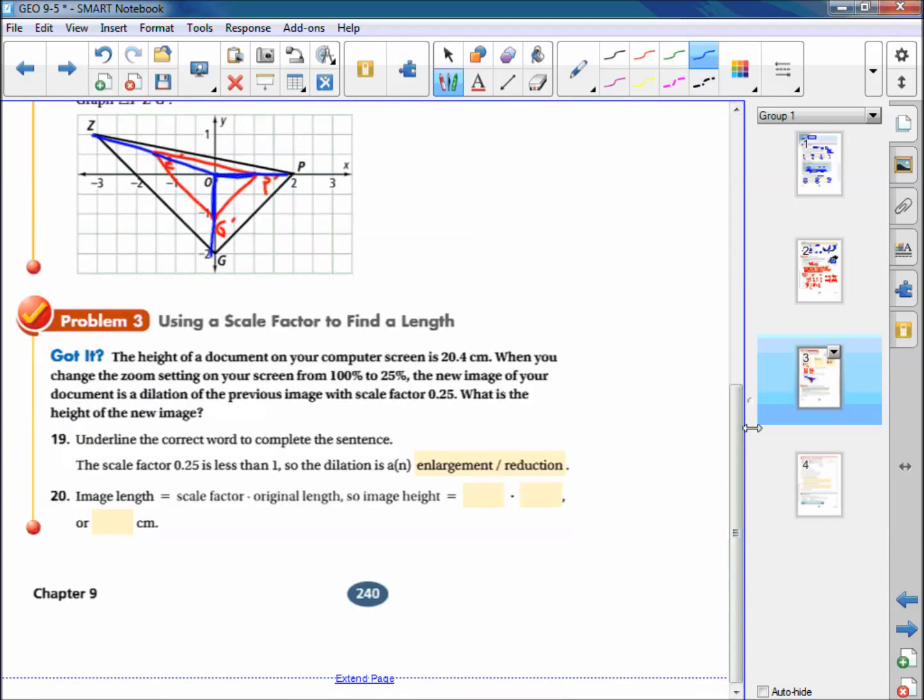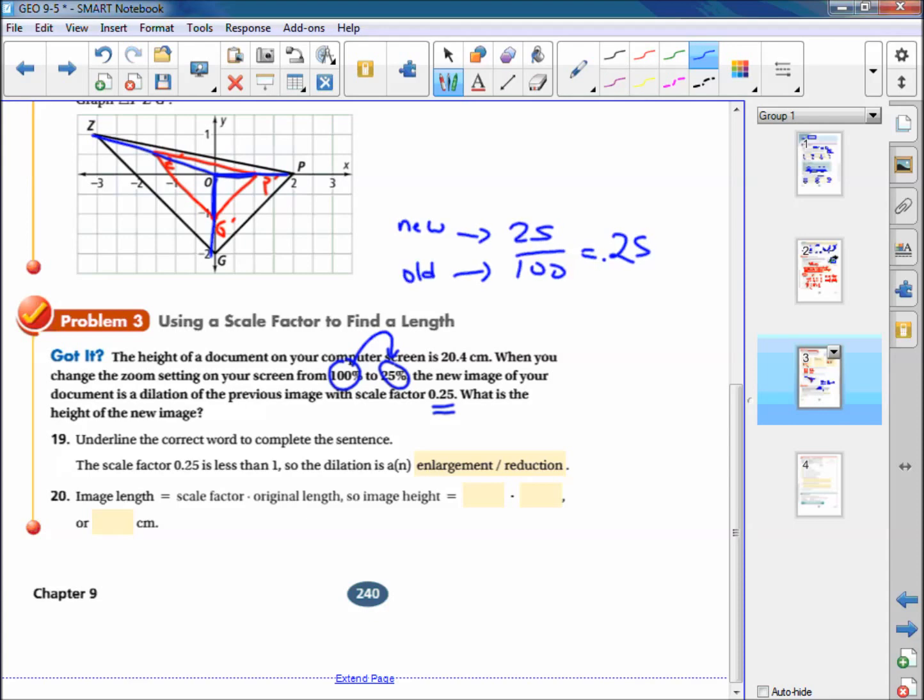Okay, number 3, use a scale factor to find the length. So the height of a document on your computer screen is 20.4 centimeters. When you change the zoom setting on your screen from 100% to 25%, so this is getting smaller, the new image of your document is a dilation of the previous image with the scale factor of 0.25. Well, that makes sense. We do 25 divided by 100, and we get a scale factor of 0.25. New divided by old. That's how you find your scale factors.